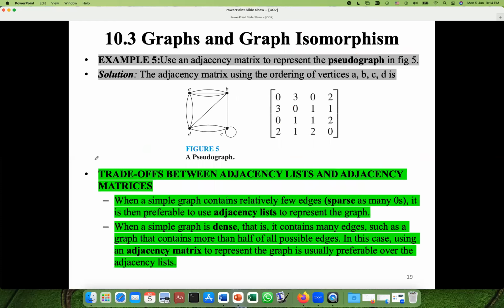Now, here we don't have 0 and 1. We have multiple paths. We don't have the simple graph. We have the pseudo graph. What is a pseudo graph? The definition: it will have loops and multiple paths. Yeah, you can call it simply a graph, but it is a pseudo graph.